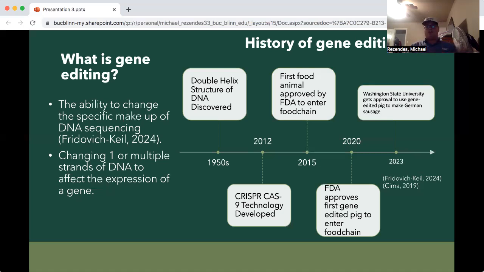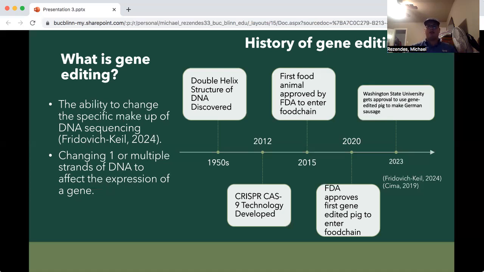From there, we fast forward about 70 years, or just over 70 years, where the CRISPR-Cas9 technology was discovered. It was discovered by Jennifer Doudna and Emmanuelle Charpentier. Basically, what this technology is, is the ability to microscopically cut a DNA strand and splice in a new DNA strand in order to affect what genes are being expressed. And so this is what has ultimately propelled all the following research to be done with gene editing, not only in meat animals, but in humans as well.